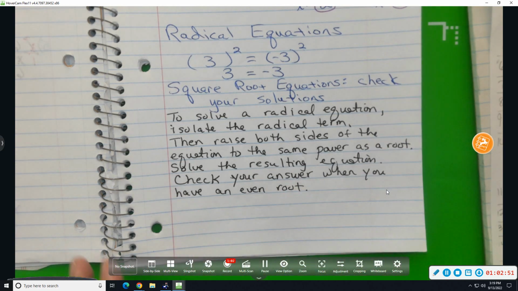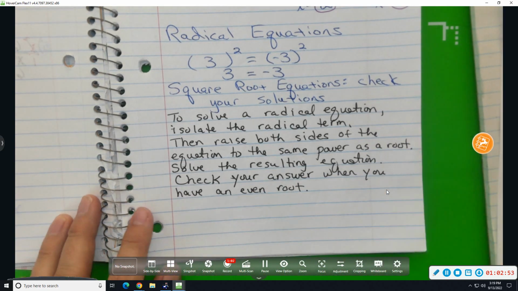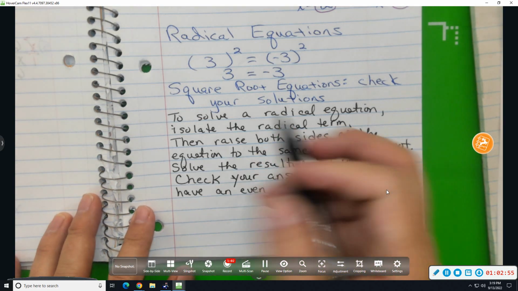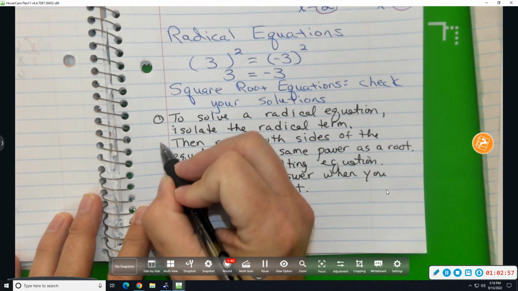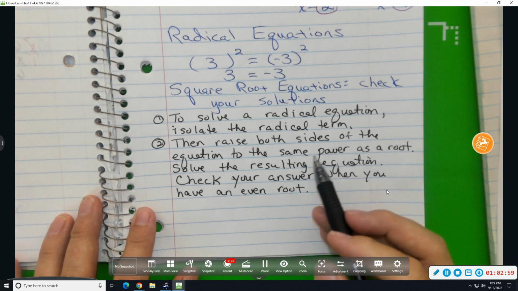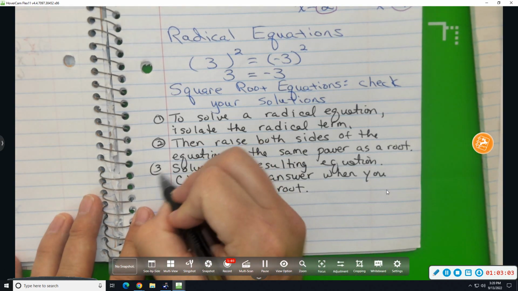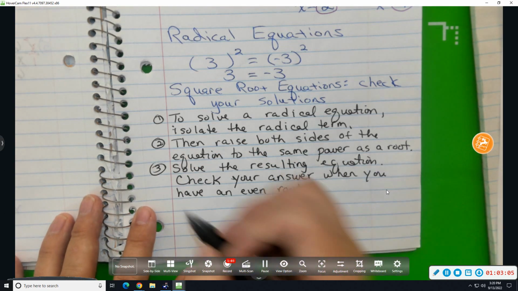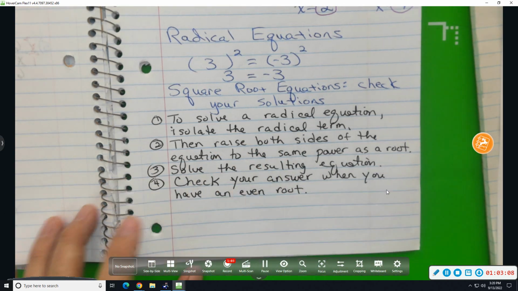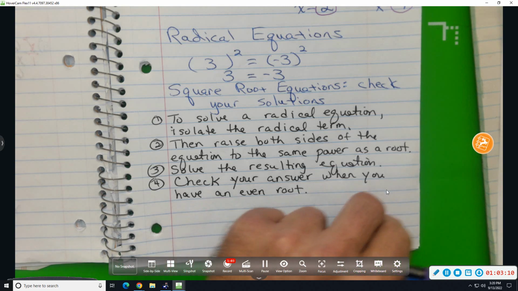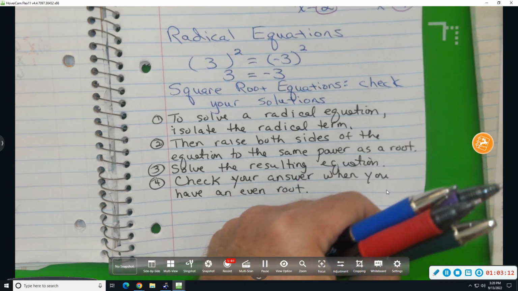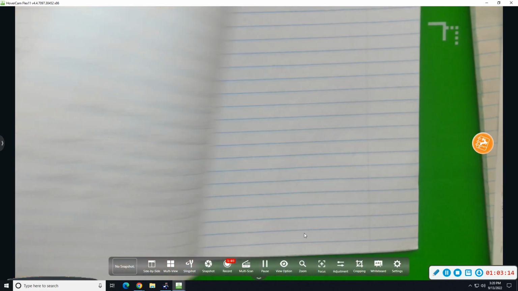Number 1, to solve it, isolate the radical term. 2, then raise both sides of the equation to the same power as the root. 3, solve the resulting equation. 4, check your answer if you have an even root. Now, I'll write down number 9.